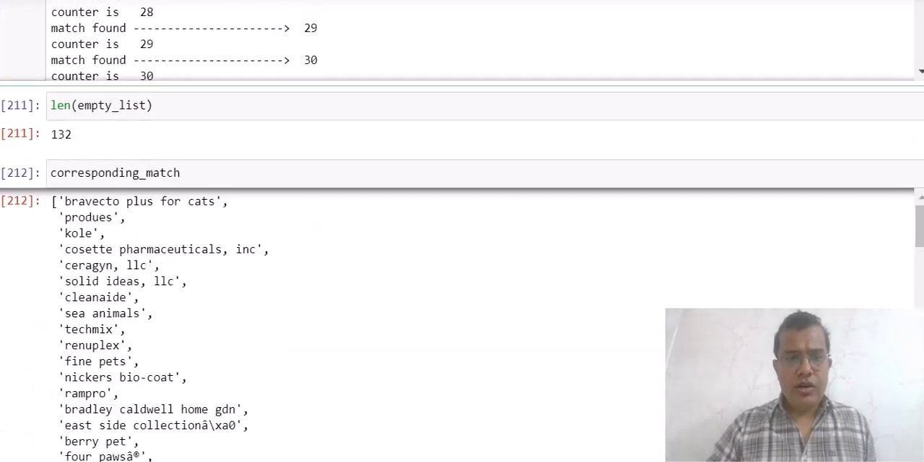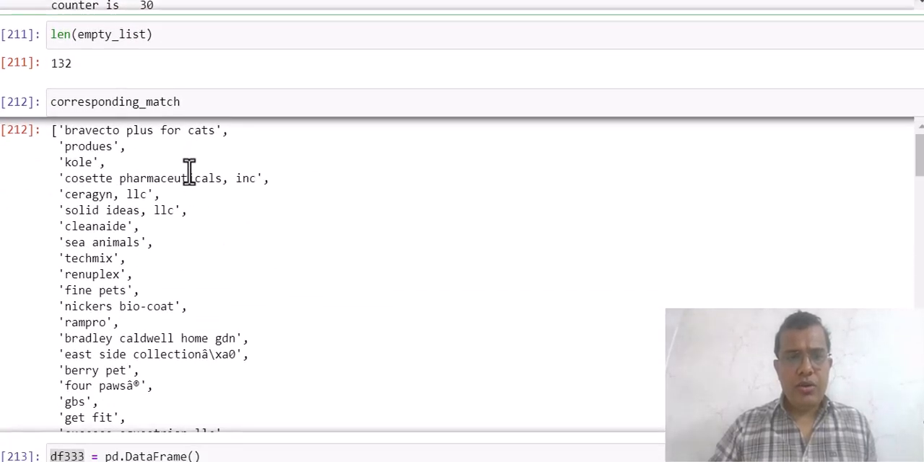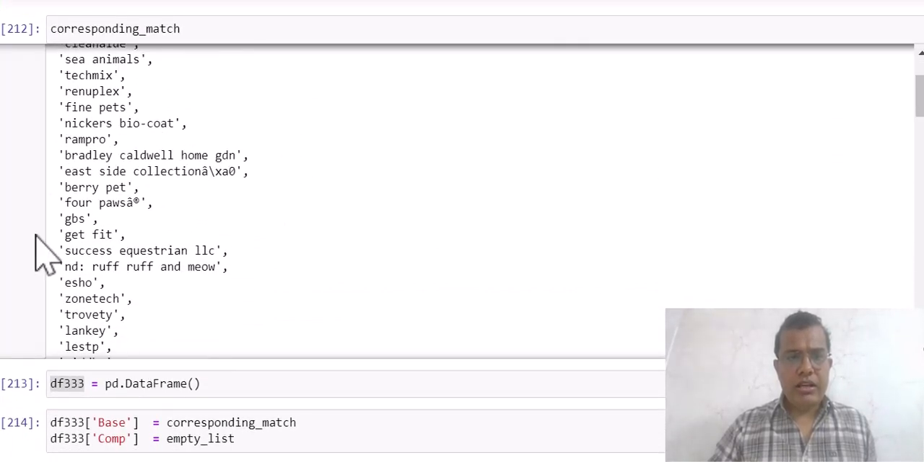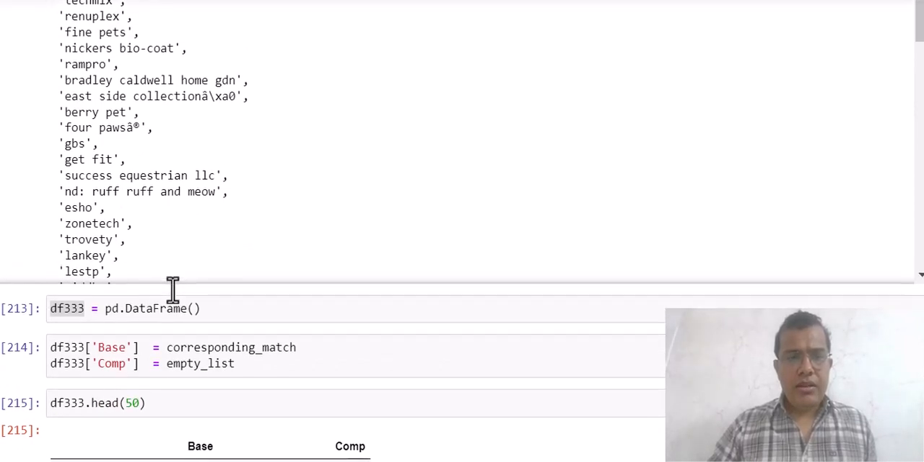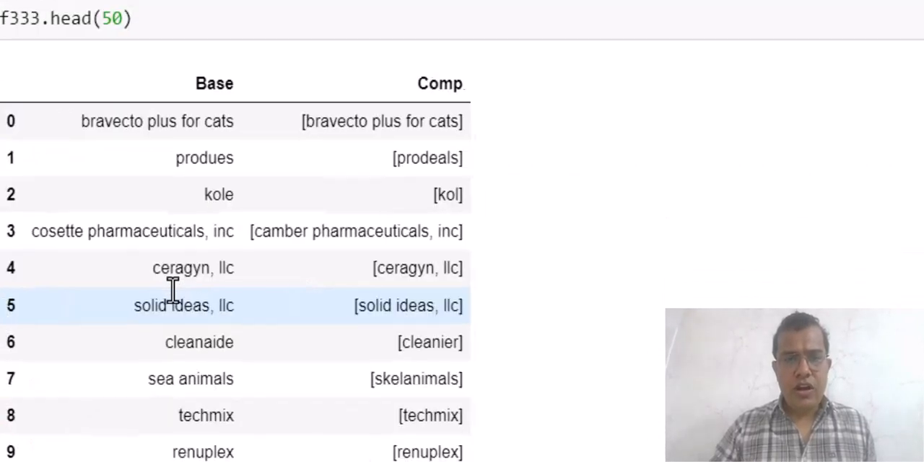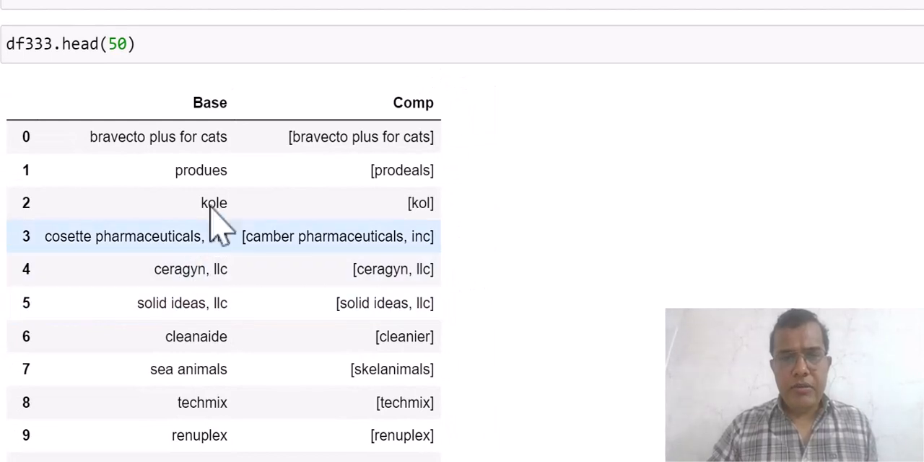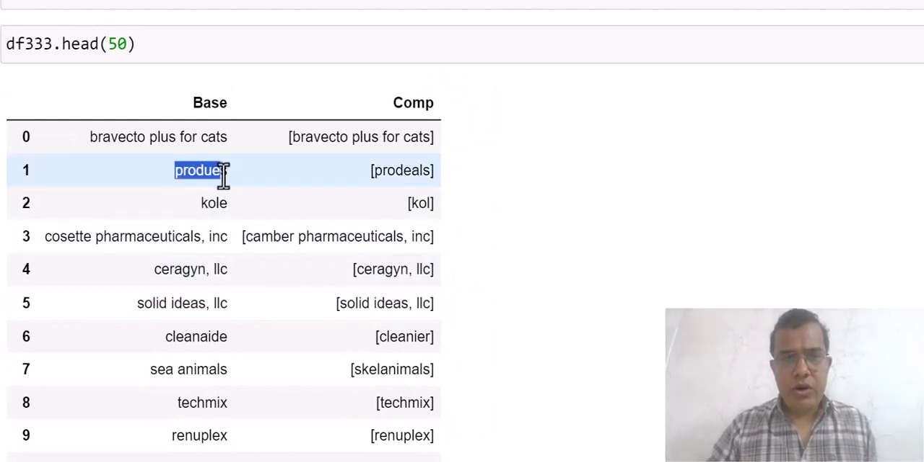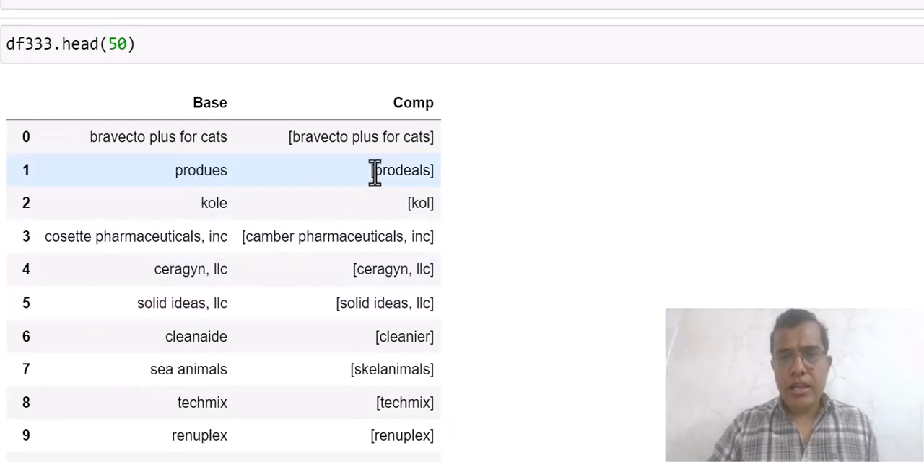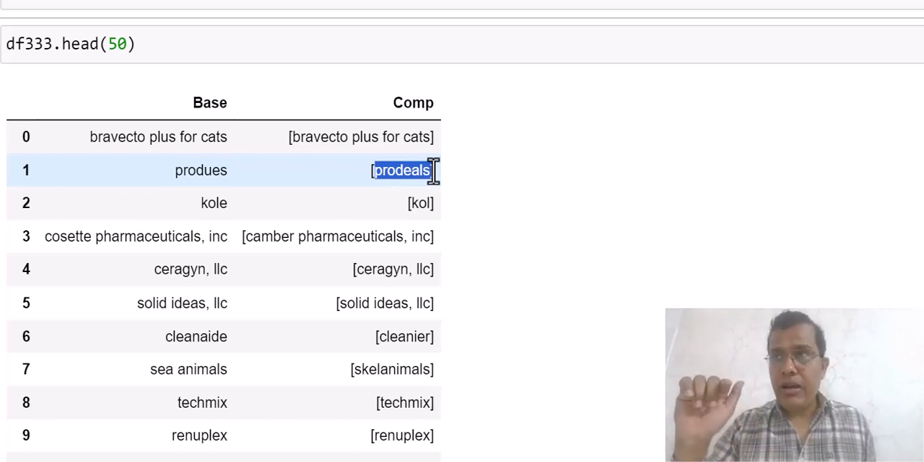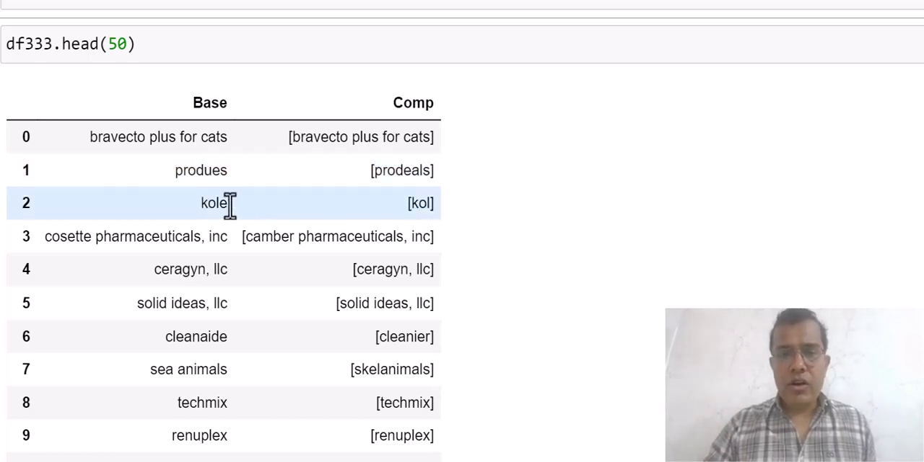Now if you go a bit down, you will see these are the corresponding matches. And then I am creating a data frame. Now if you notice, it has given me the matches. If the brand was this, then its corresponding match can be this. It's not the exact spelling, but it is taking the idea that this can be the match. So for KOL, the exact match can be something like this.